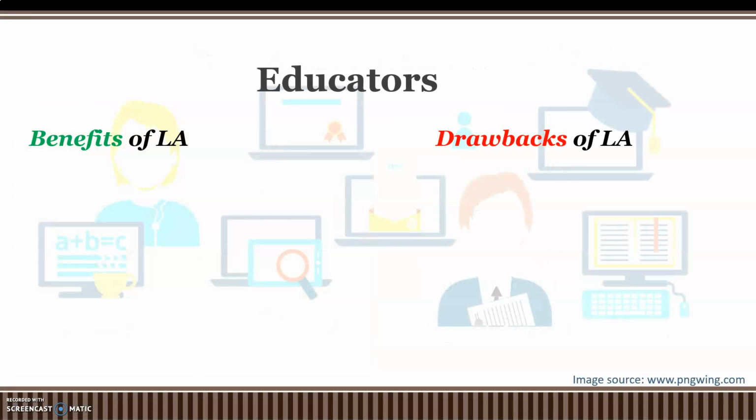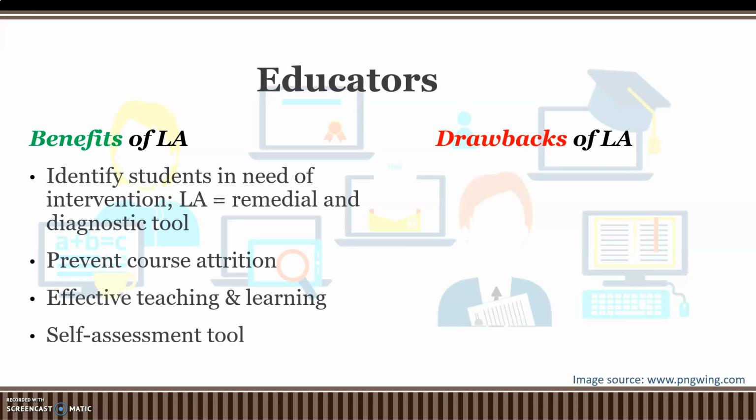When it comes to educators, on one hand, the benefits revolve around understanding students' learning behavior and identifying those in need of intervention, which impacts course attrition. Through improved teaching and learning effectiveness, educators can reflect upon and improve their own practices.